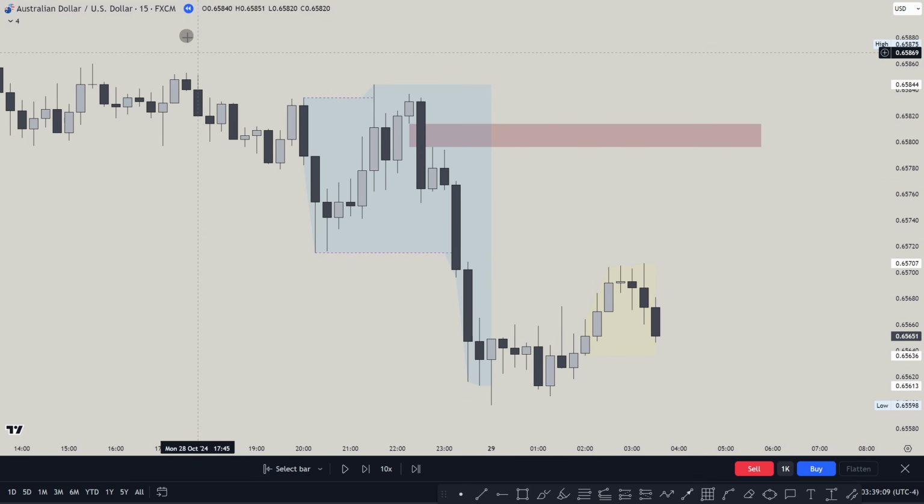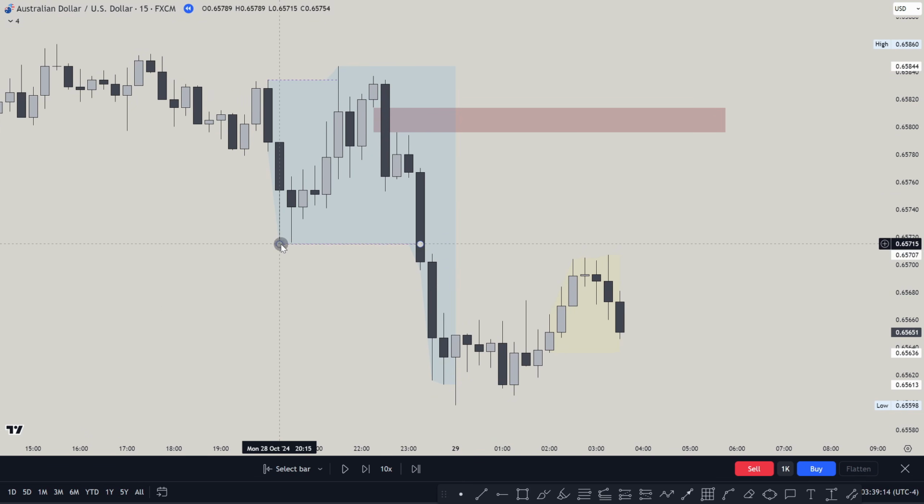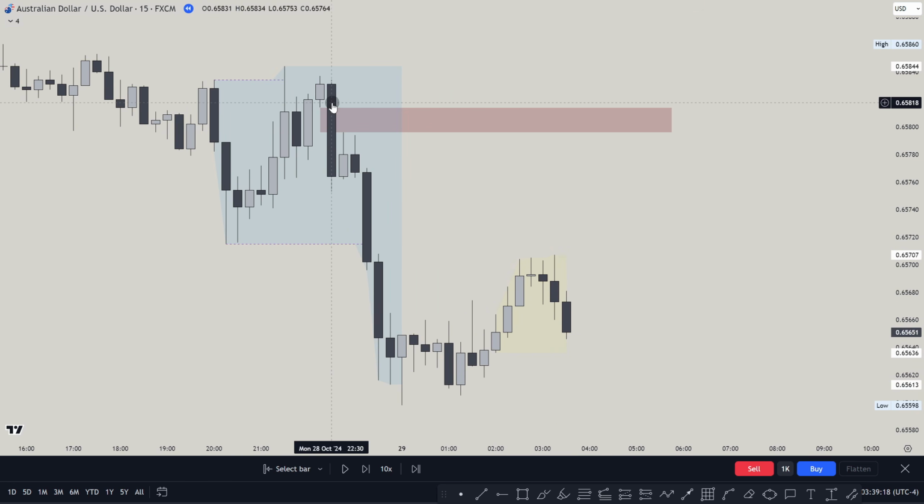And we have this example in the Australian dollar. We had a sweep of liquidity followed by a breaker structure. This is the time when I start looking for trades. This is an extreme fair value gap. We have also this fair value gap here.